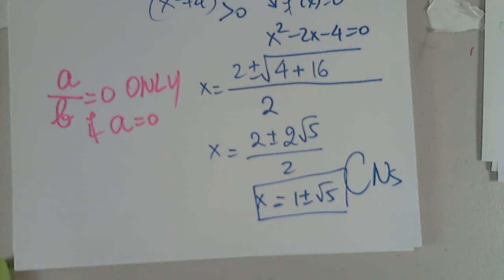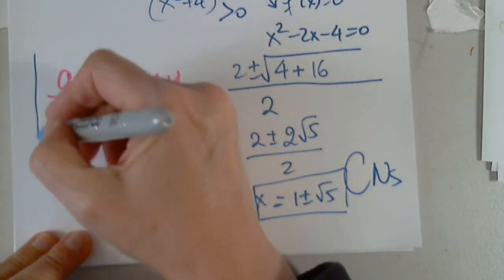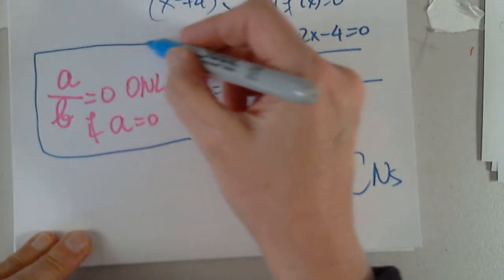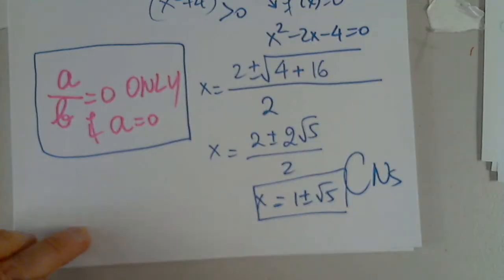Any questions? I think there was one more question, but I think I was talking at the same time and I didn't hear. Please ask any question, anything. Are we okay? Yes. So please remember, this will save you a lot of time. A fraction is 0 only when the numerator is 0.